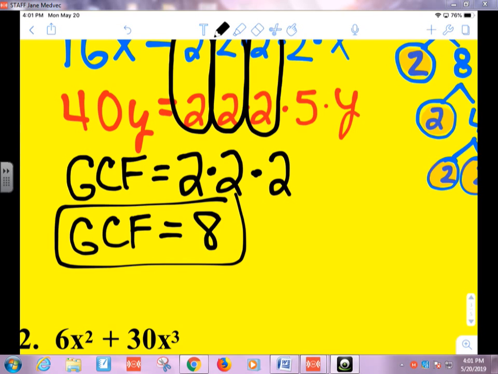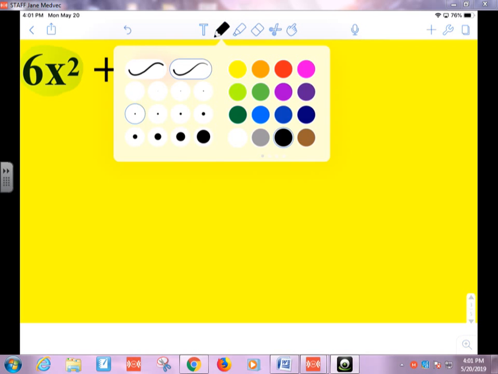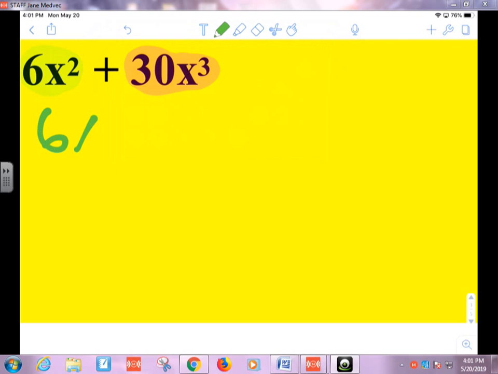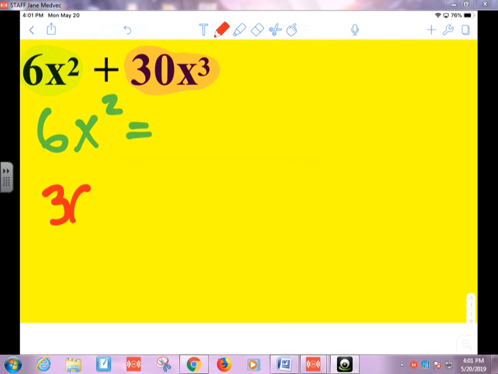All right, let's move on to the next problem. And you're going to notice that the first term that we're going to look at is 6x squared. And then the second term that we're going to look at is 30x cubed. So I'm going to write those down. I've got 6x squared equals, and then I'm going to do my 30x cubed equals.